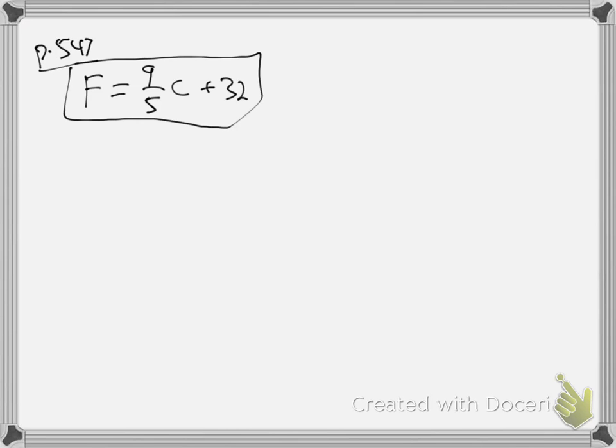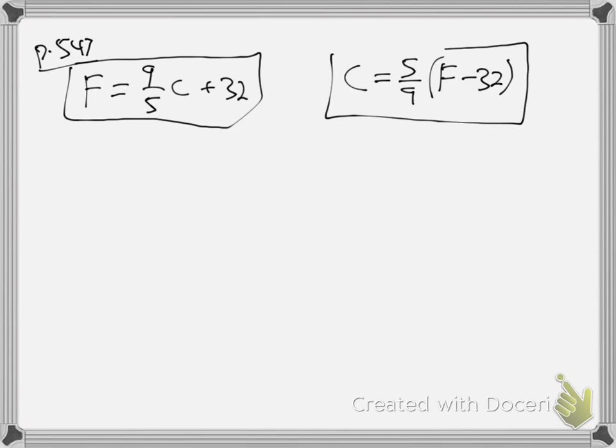These will be easy. These will be cake for you. Page 547. There are two temperature conversion formulas in the middle of your yellow sheet. One of them is Fahrenheit equals 9/5 Celsius plus 32, and it's in a box. And the other one is C equals 5/9 (F minus 32).